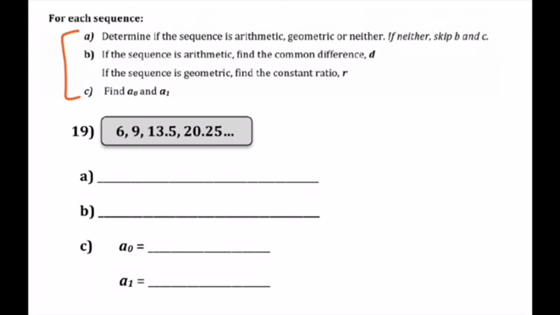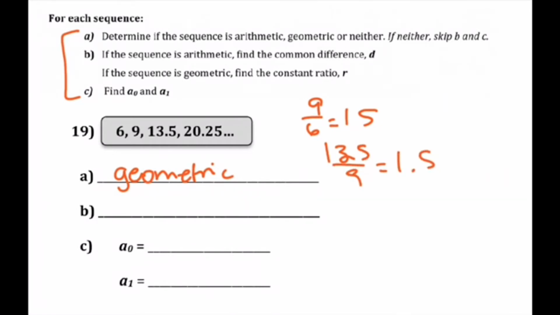I'll give you a second. Okay, Jessica, what do you think? So I think it's geometric. Okay, first off, how many of you guys agree with her that it's geometric? Okay, pretty much everybody. So Jessica, how did you figure that out? Well, I divided 9 by 6 and I got 1.5, and then I divided 13.5 by 9 and... So you made sure that that works every time. Yeah. So 13.5 divided by 9, and that's equal to 1.5, right?